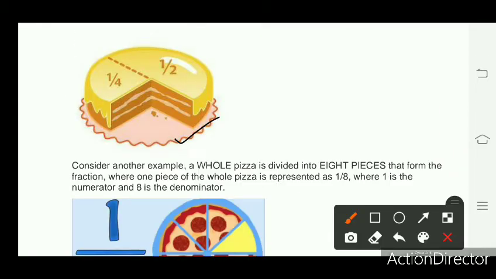Example here, like this cake. If you make a half part from this side of this cake, we say that this part is known as half of this cake, right? And after that we again divide like this. So we say that this part is known as 1/4 of the cake. Now here we consider another example.